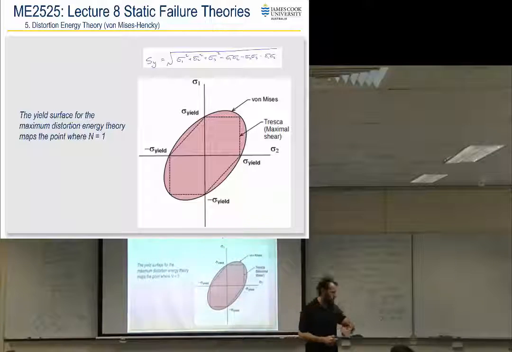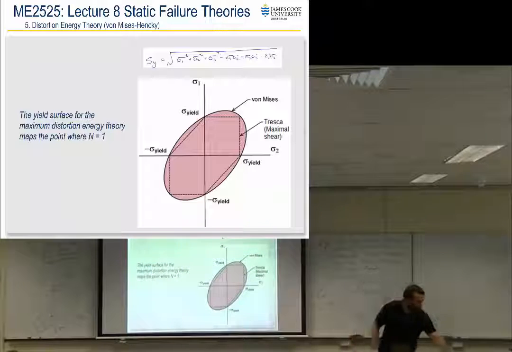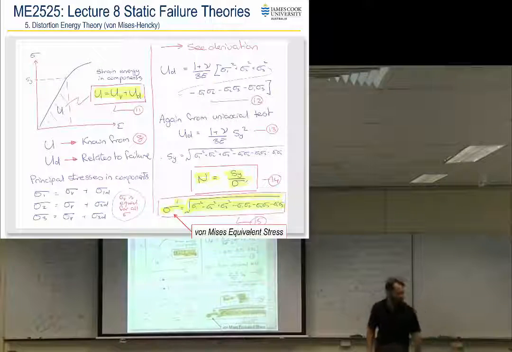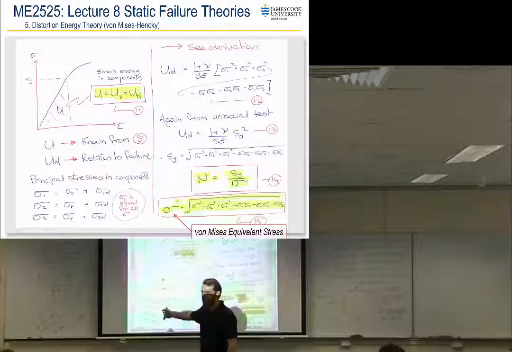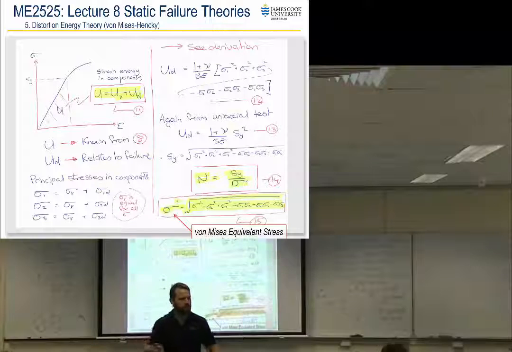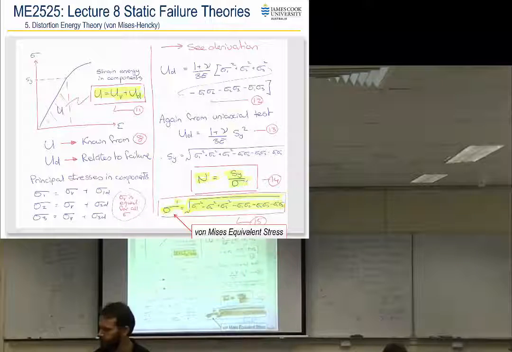Okay? Alright, we've got a couple of minutes left. You've got the sigma 1, 2, and 3 from the previous example. Calculate the von Mises stress for me using them. And calculate an n from the distortion energy theory. And compare that to your previous one. So that should take about 2 minutes. Okay.